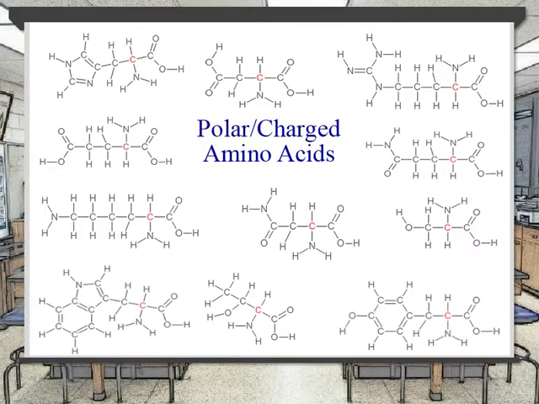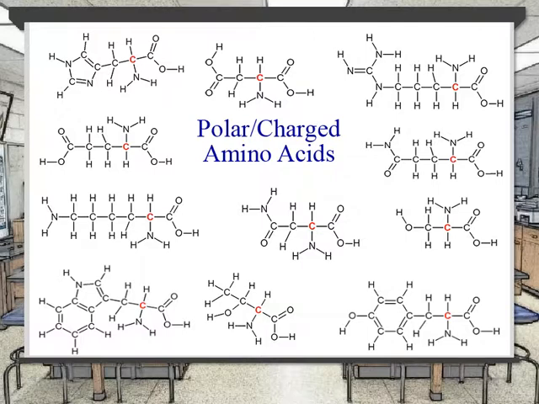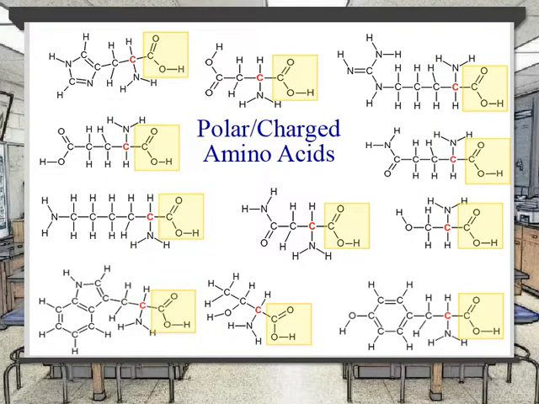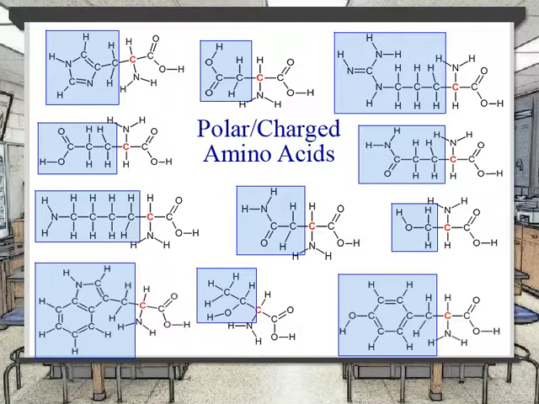On this slide, we have the amino acids that contain polar or charged side chains, as we have with the previous amino acids. All of these have an alpha carbon, shown in the center as a red carbon atom, and in this case that alpha carbon contains an amino group highlighted in green, a carboxyl group highlighted in yellow, and then an R group highlighted in blue. Again, notice that all of the R groups are different from each other.